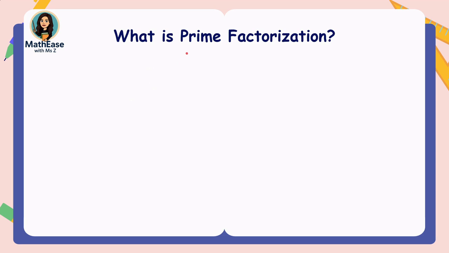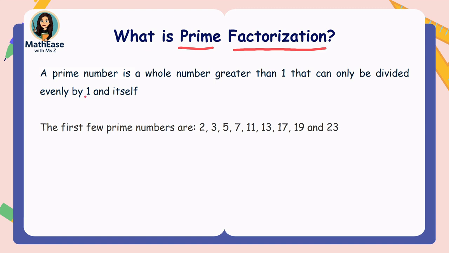So, to understand what prime factorization is, we have to focus on the two words that make up this term, prime and factorization. The word prime is linked to prime numbers, and if you don't know what they are, let me break it down for you in simple words. A prime number is a number that can only be divided by 1 and itself. Now, the first few prime numbers are 2, 3, 5, 7, 11, 13, 17, 19, and 23.